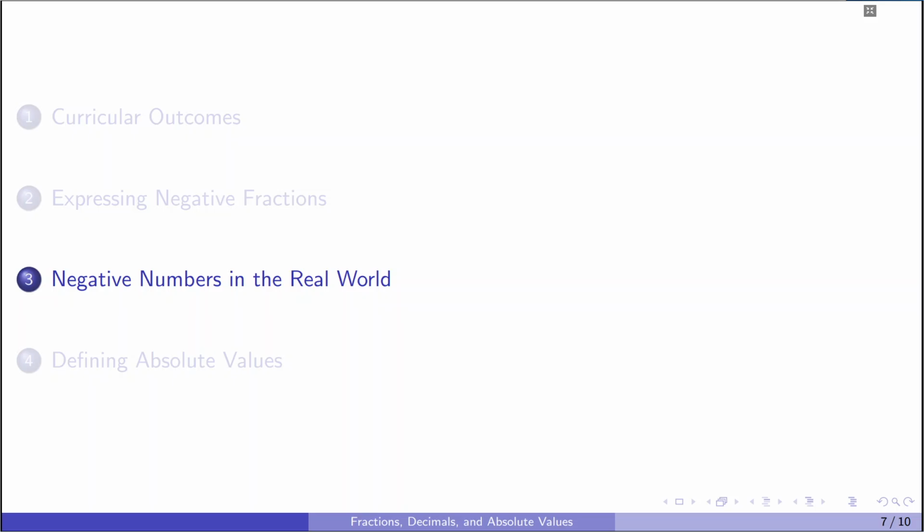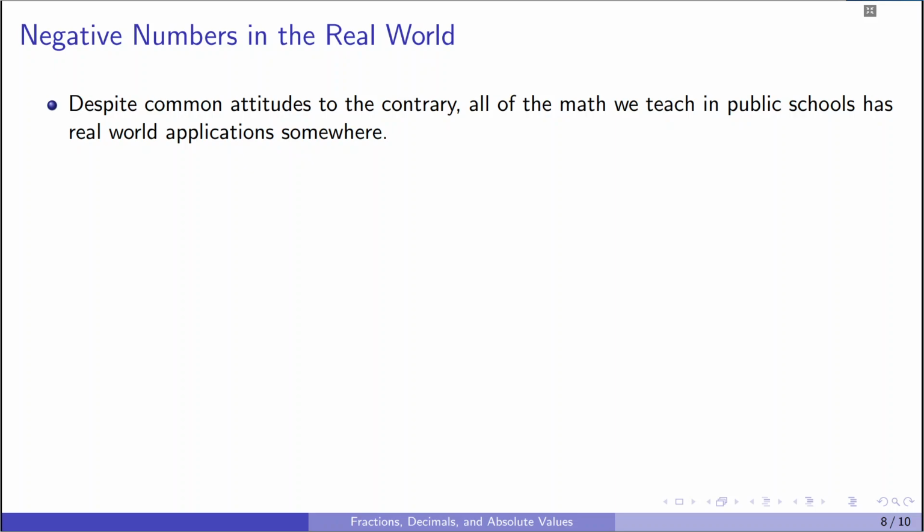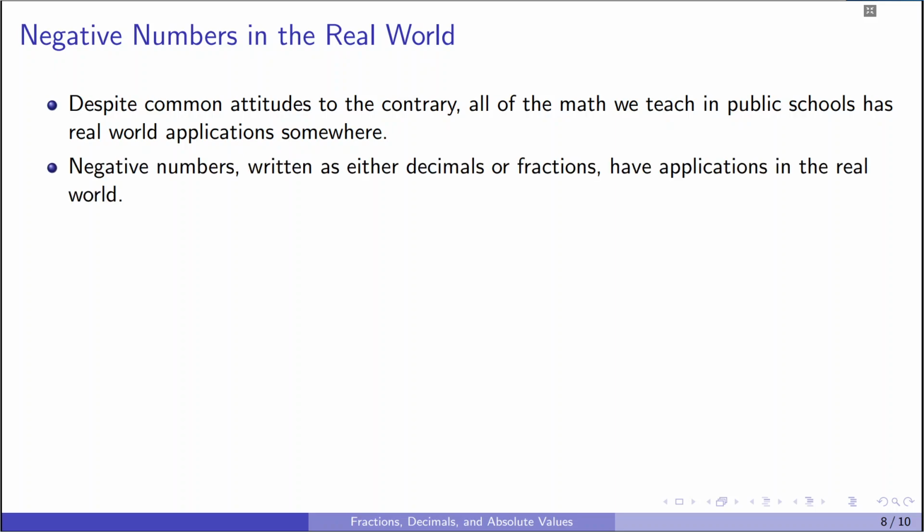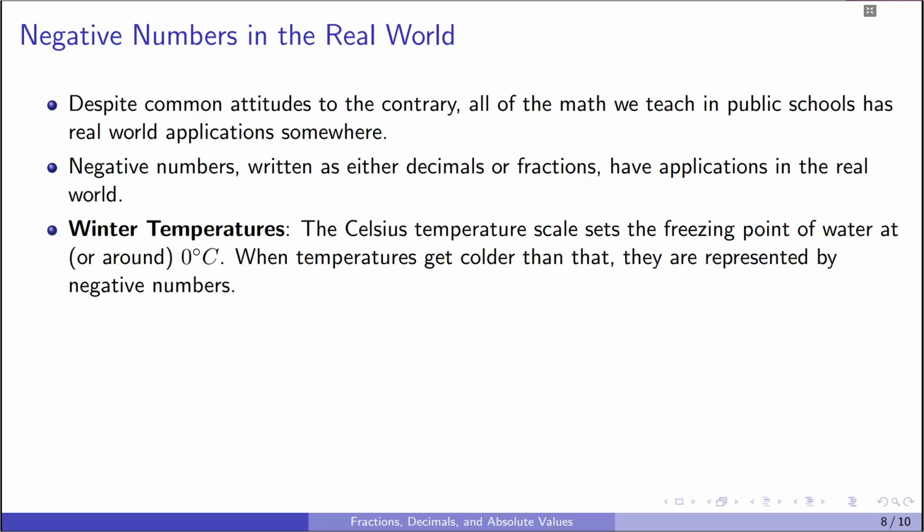So, negative numbers in the real world. Despite common attitudes to the contrary, all of the math we teach in public schools has real-world applications somewhere. Negative numbers, whether you write them as either decimals or fractions, have applications in the real world. One example is winter temperatures.